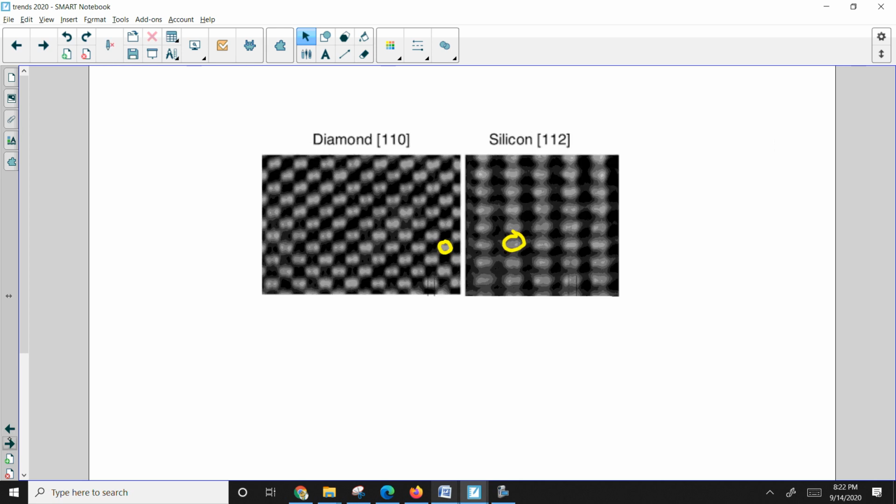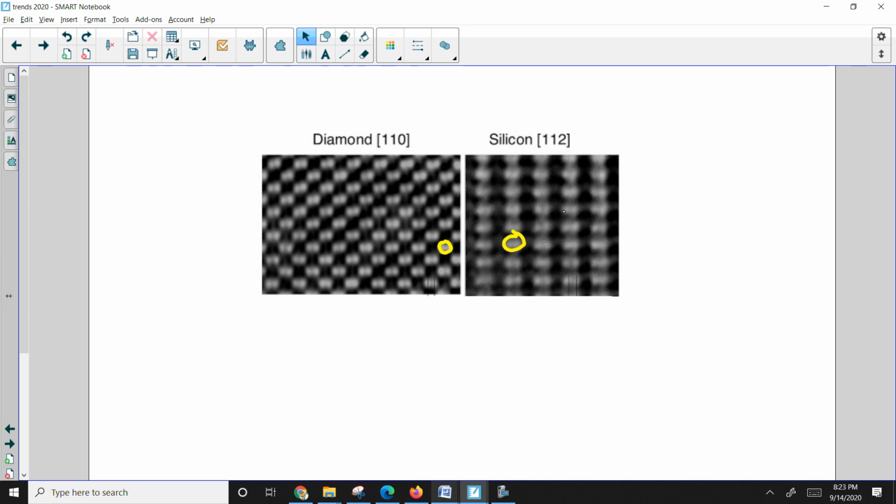So what I have here, I've got a picture. Now these are images of actual atoms. So the first picture here is a representation of the individual carbon atoms in a diamond. And on this side, we've got an image of the individual silicon atoms in a crystal of silicon.